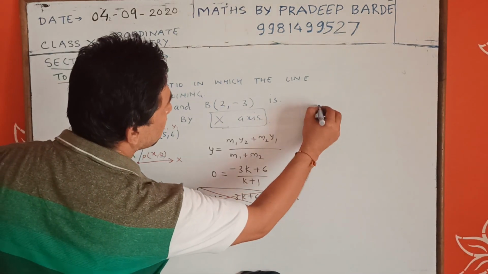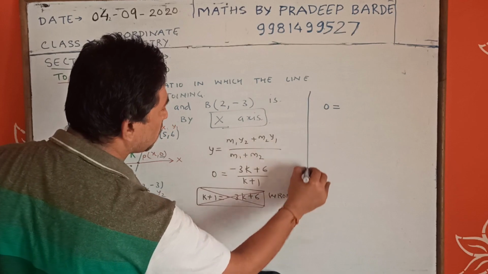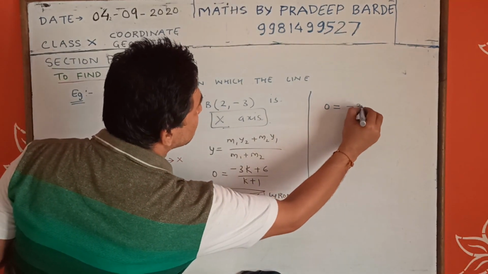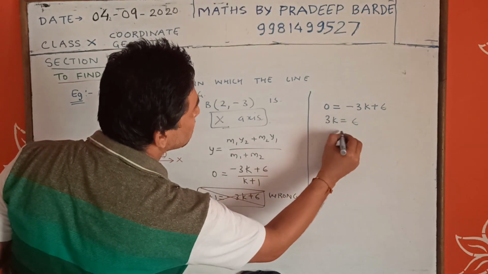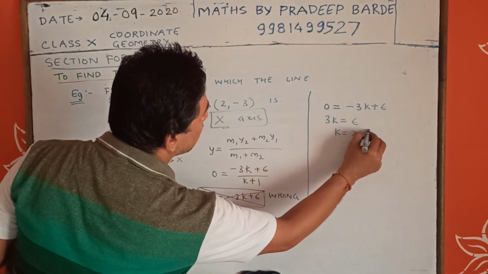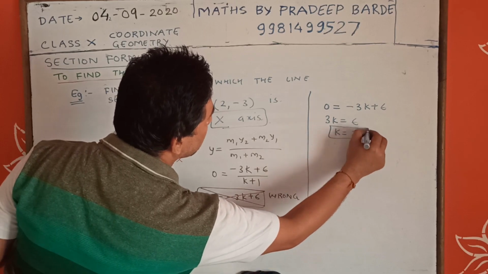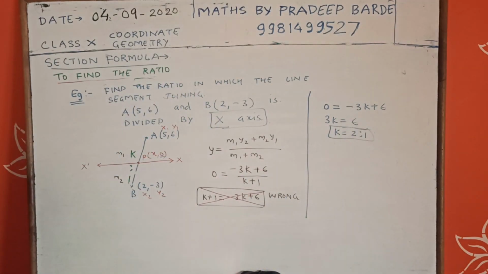सो हियर वी गेट 0 इज इक्वल टू -3k प्लस 6. दैट मीन्स 3k इज इक्वल टू 6 और k इज इक्वल टू 2:1. सो द आंसर रेशियो इज 2:1.